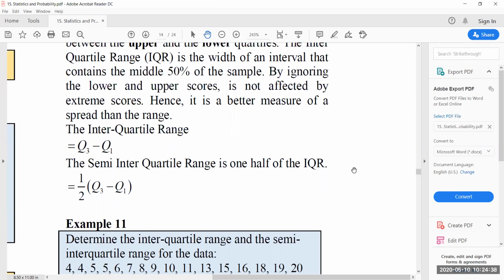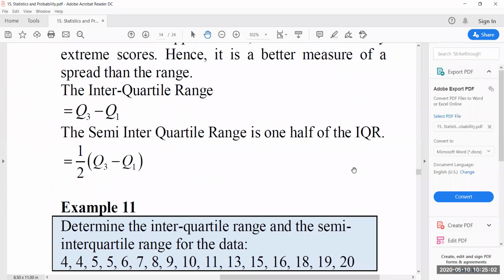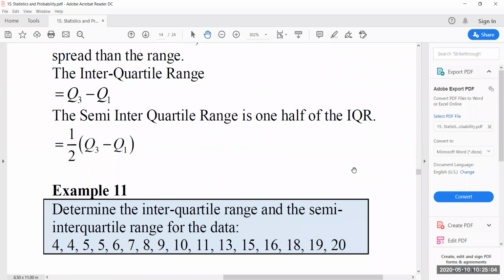So how do you find the interquartile range? It's Q3, which is the third quartile, minus Q1, which is the first quartile, right? Now, if you want to find the semi-interquartile range, you just find half of the value of the IQR. Anybody have any questions there? No. That being said, I want you all to find the interquartile range and semi-interquartile range for this data here.